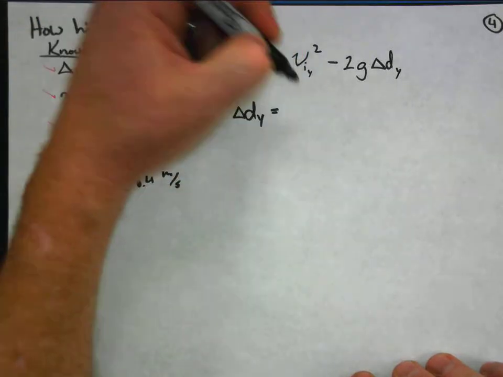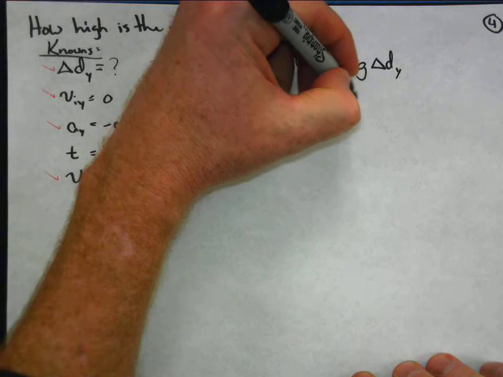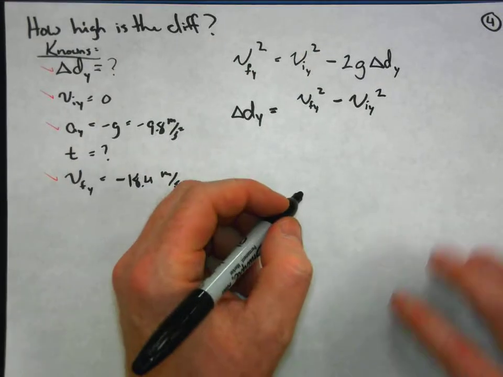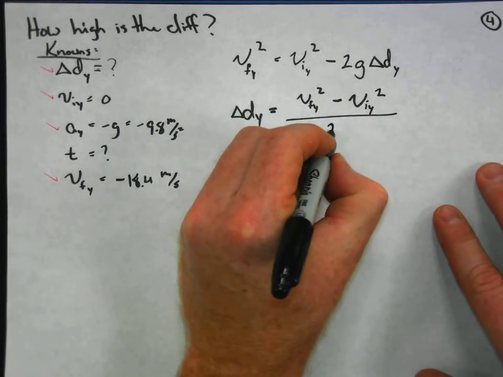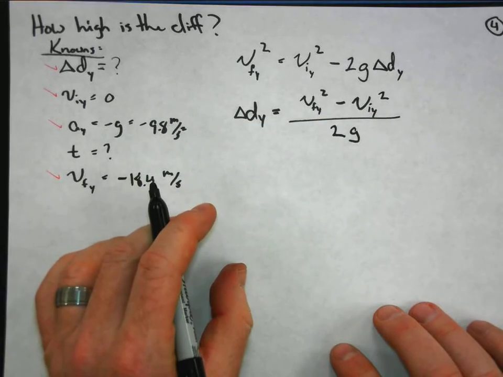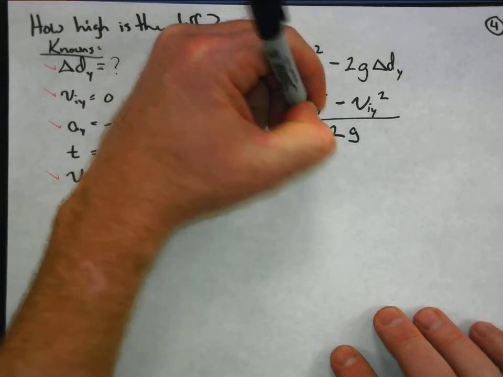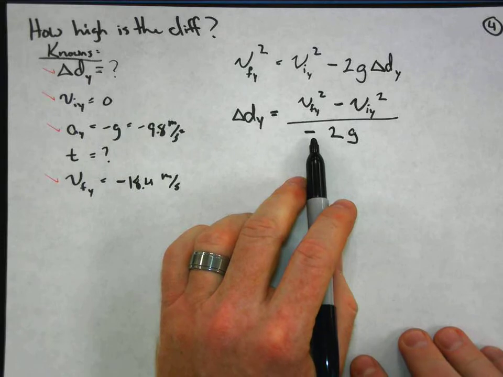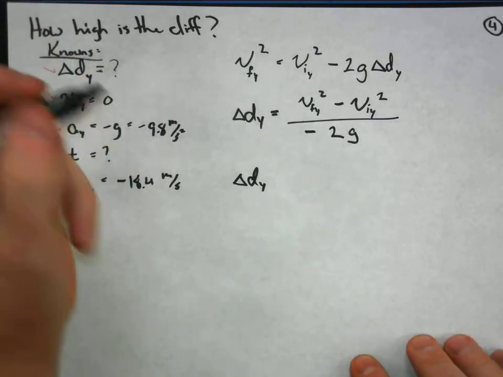I'm going to end up with final velocity in the y direction squared minus initial velocity in the y direction squared, divided by 2g, except I have a minus sign here, so there's a negative sign that I must float right there. You're going to see why it's important to keep that. Don't lose that. So delta d in the y direction.